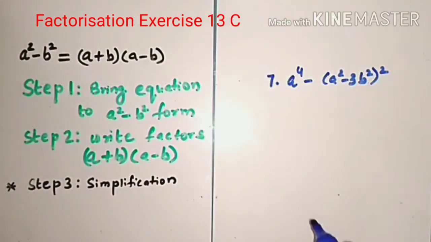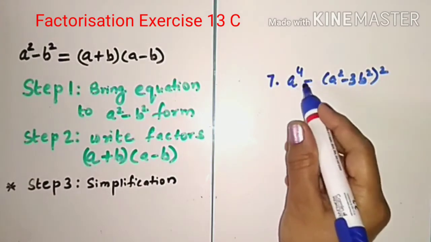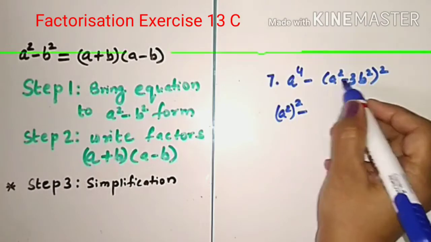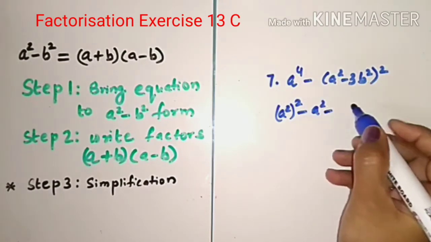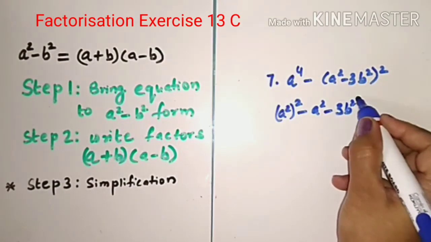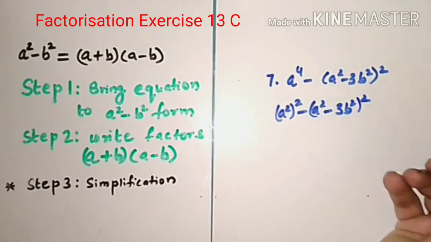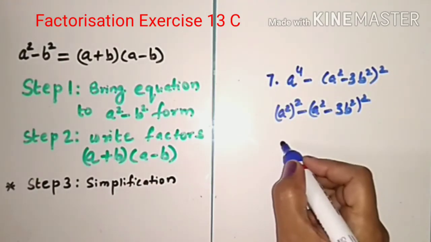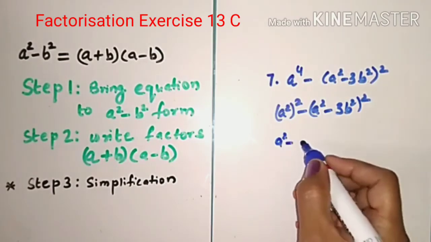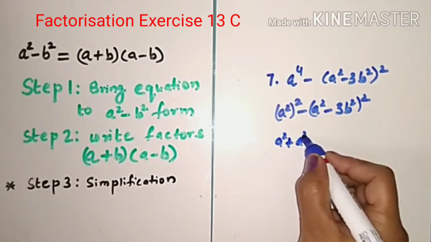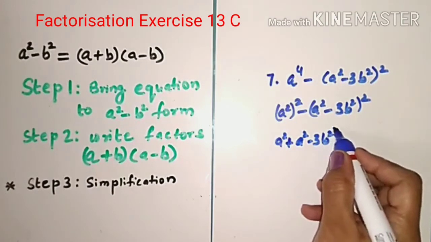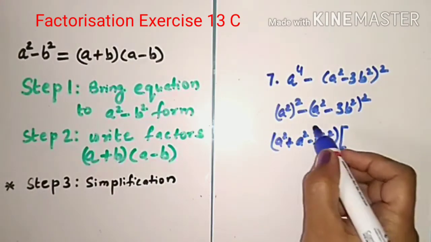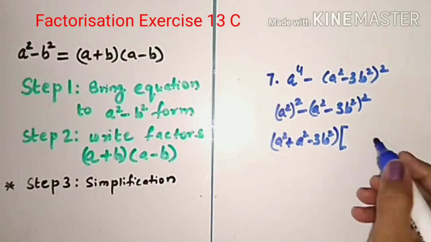Seventh sum, a raised to 4 can be written as (a square) square and this will remain same: (a square) square minus (3b square) square. Now we have to write factors of these. In first bracket we will have a square plus (a square minus 3b square). Now next bracket we'll put a square bracket because there will be one more bracket inside.